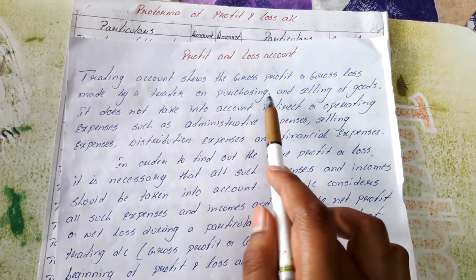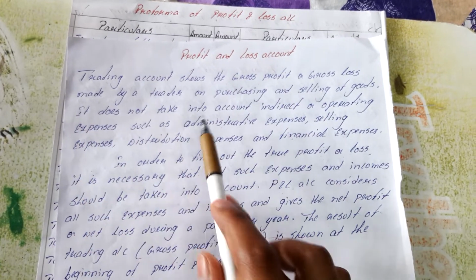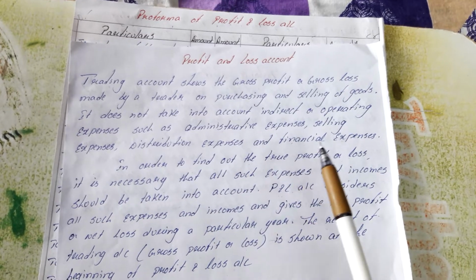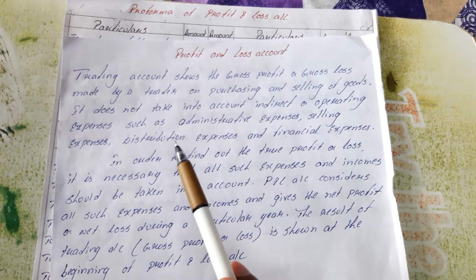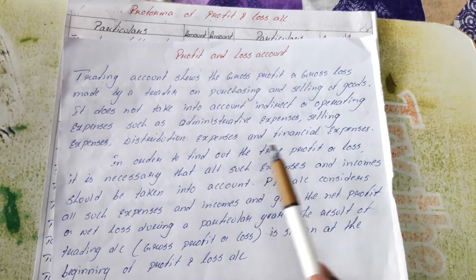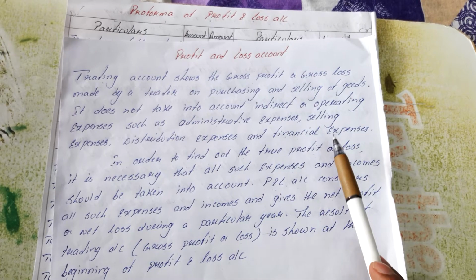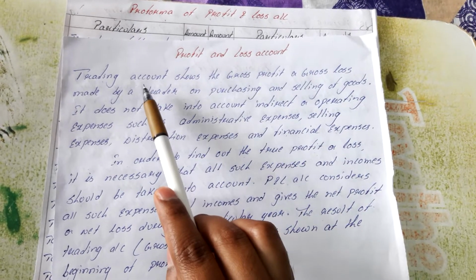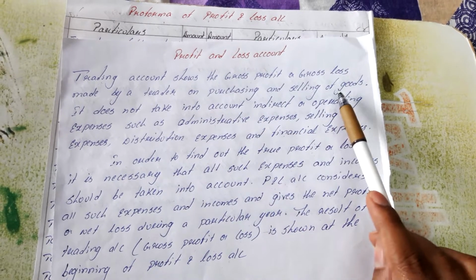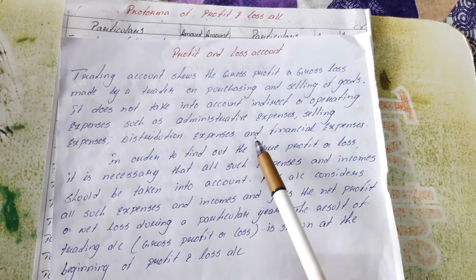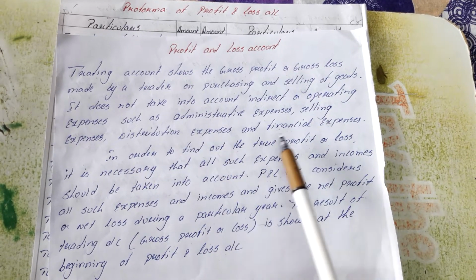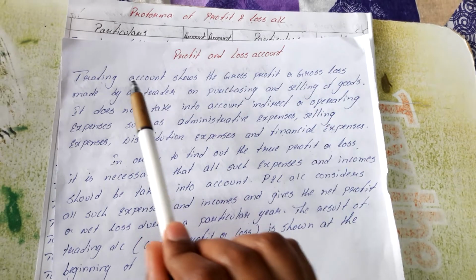Trading account shows the gross profit or gross loss made by a trader on the purchase and sale of goods. It does not take into account indirect or operating expenses such as administrative expenses, selling expenses, distribution expenses, and financial expenses. So far, whatever we have discussed in the trading account relates to purchasing and selling of goods. We ignored administrative, selling, distribution, and financial expenses when we discussed the trading account.